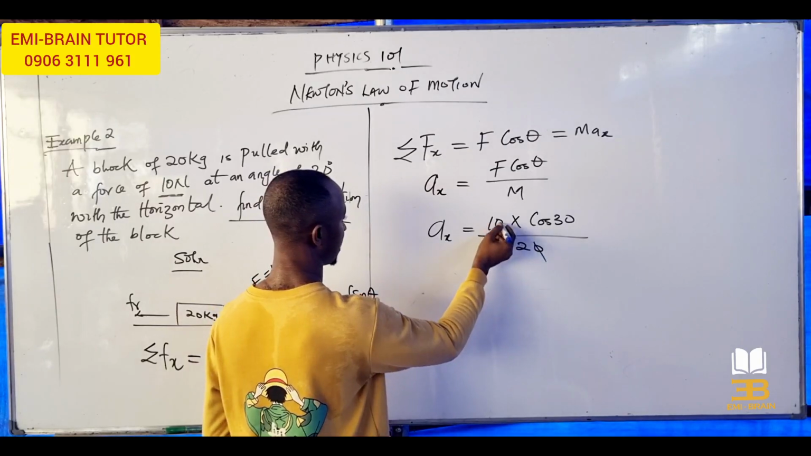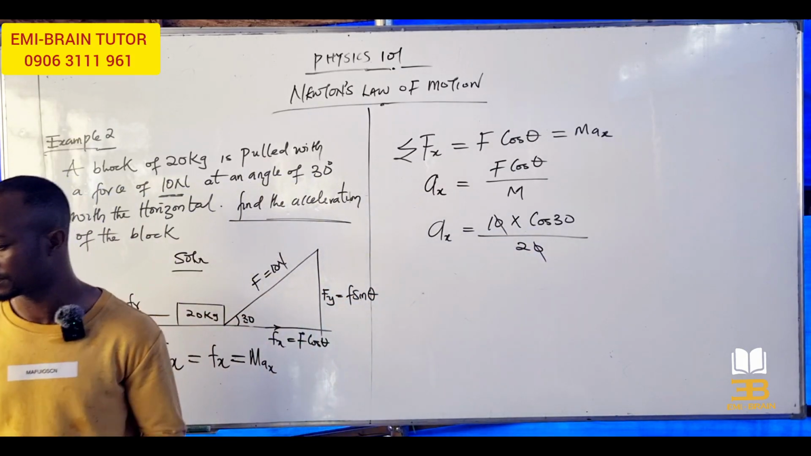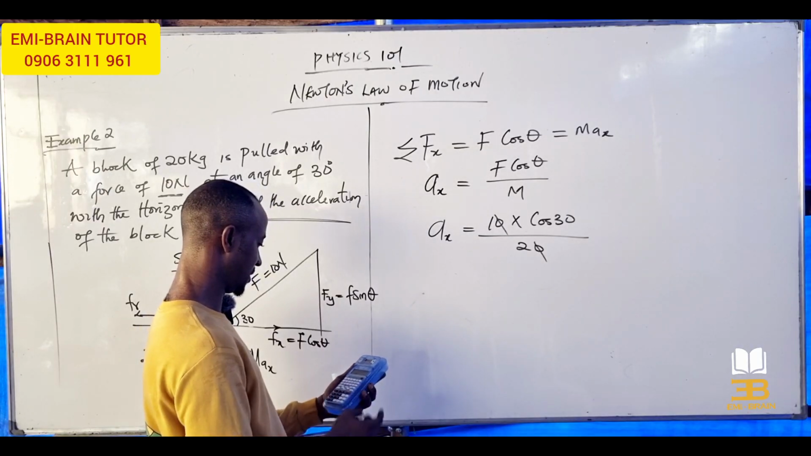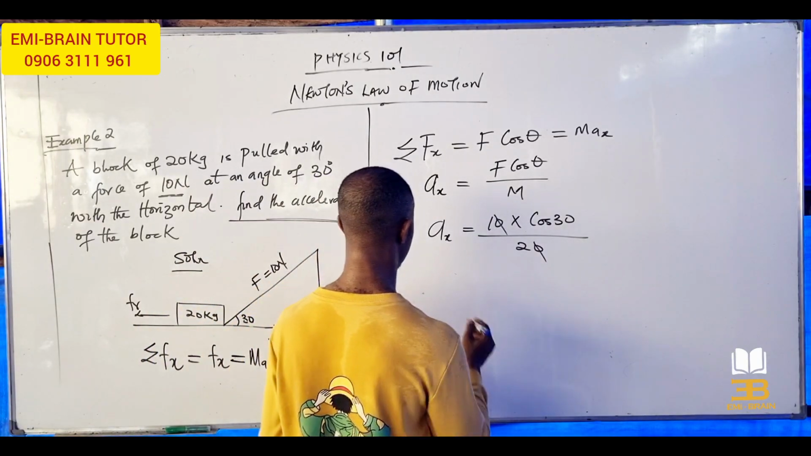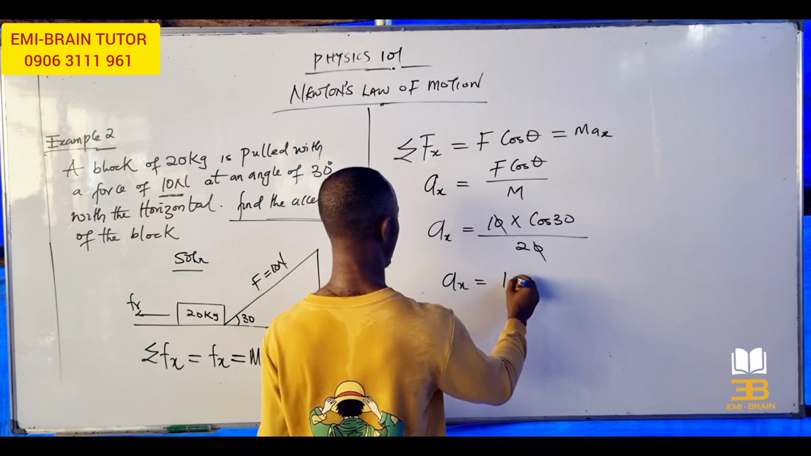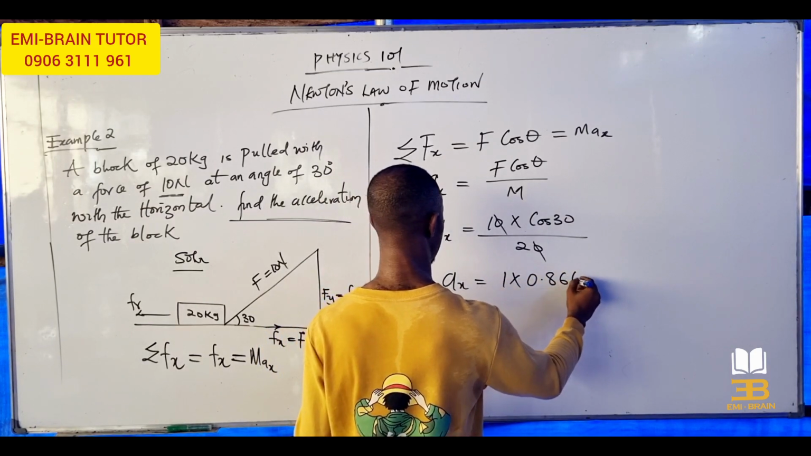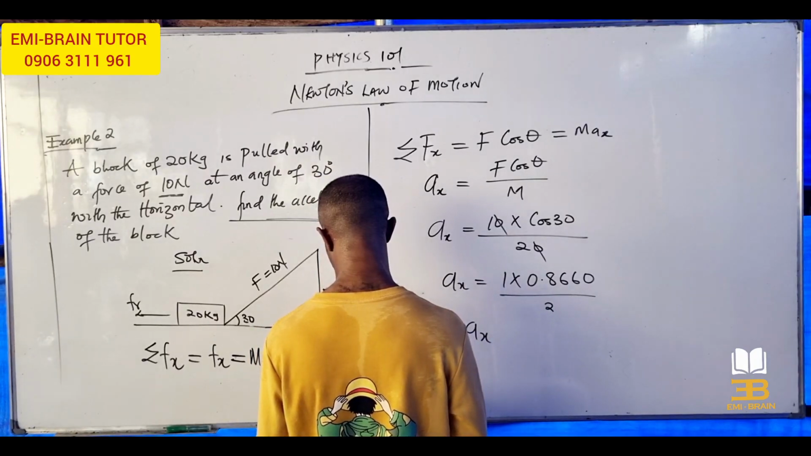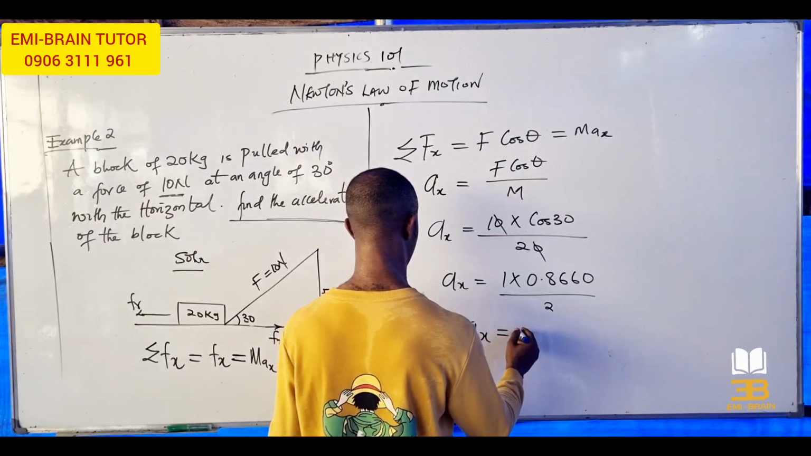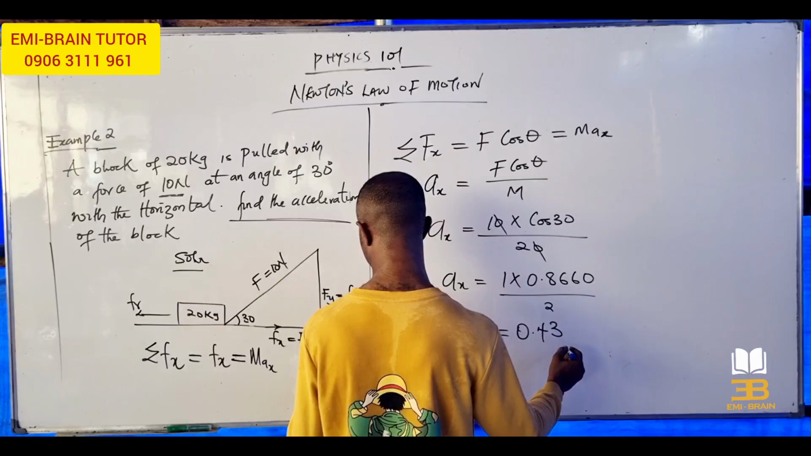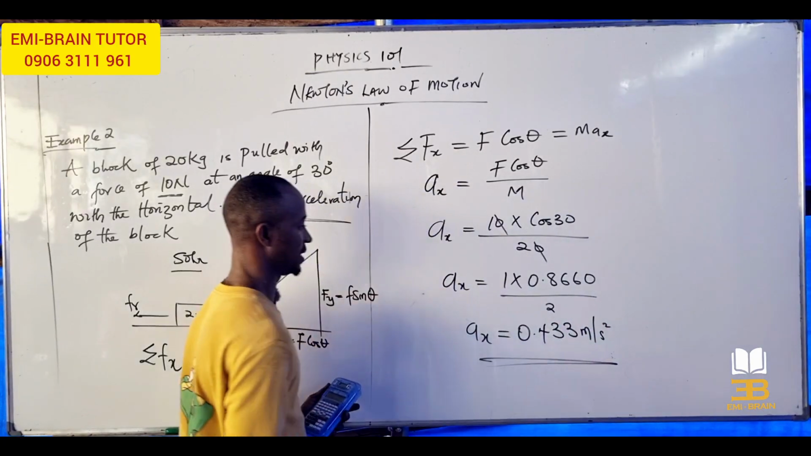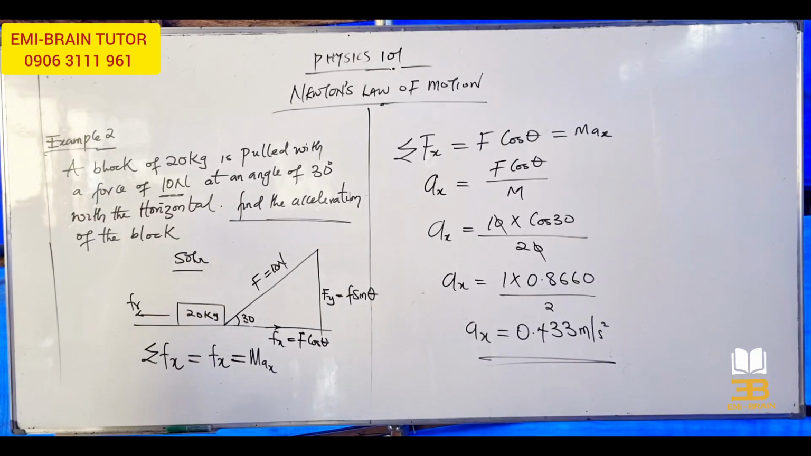Okay, so 0 can cancel 0 here. Cos 30 is simply 0.8660. So my acceleration is 1 times 0.8660 divided by 2. So my acceleration becomes 0.433 meter per second squared. This is the acceleration of the block. Let's see another question again, alright?